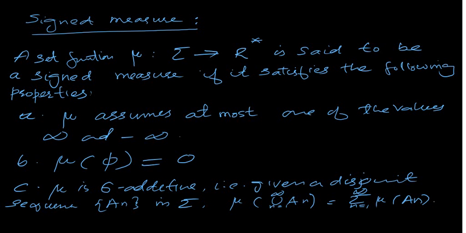First property, it should assume at most one infinity, plus infinity or minus infinity. Second property, mu of the empty set must be equal to 0. And third property, mu is sigma additive. So these are three basic properties. So why should it assume only one infinity, not both?